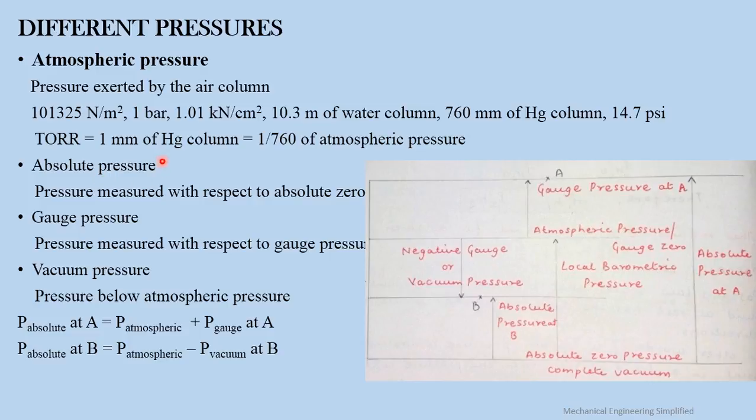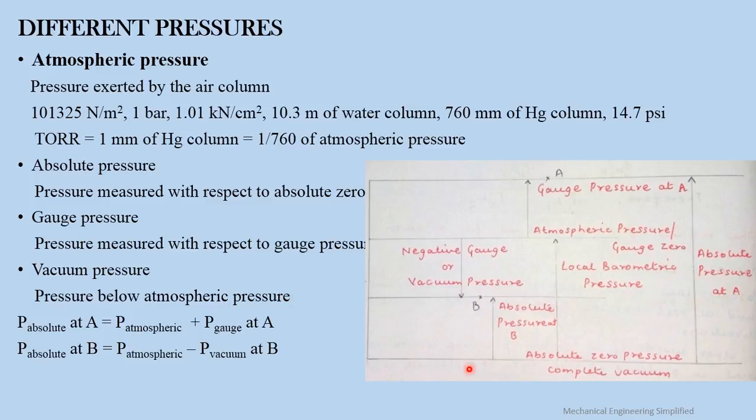Then we have another pressure known as the absolute pressure. That is the pressure measured with respect to absolute zero, or basically the absolute zero vacuum, where the pressure is also zero. The pressure measured taking that absolute zero as a datum is known as the absolute pressure. And what is the gauge pressure? That is the pressure measured with respect to the atmospheric pressure. Please make a correction: it is not with respect to the gauge pressure, it is the atmospheric pressure. If you take the atmospheric pressure as the datum, the pressure measured using it is known as the gauge pressure. Then what is the vacuum pressure? Any pressure which is below the atmospheric pressure is known as the vacuum pressure.